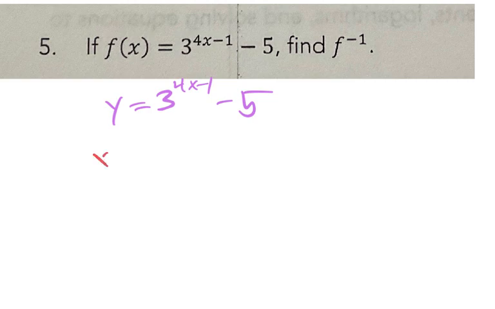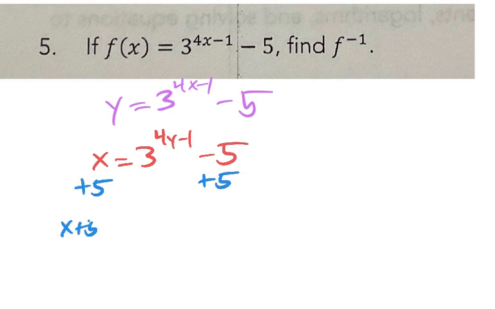Then we exchange the x and the y. Right? That's the process of finding inverses. We change the x and the y. And now to solve it, we've got to get y by itself. So let's go through this process together. What am I going to do to get y by itself? Add 5 is step 1. So now x plus 5 equals 3 raised to the 4y minus 1.